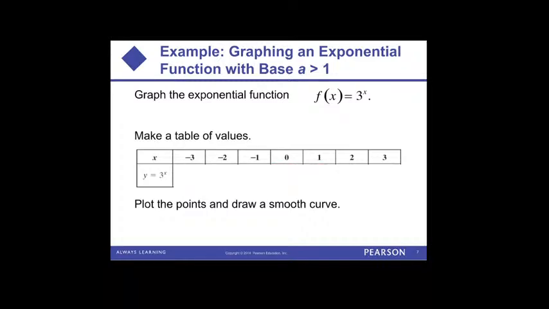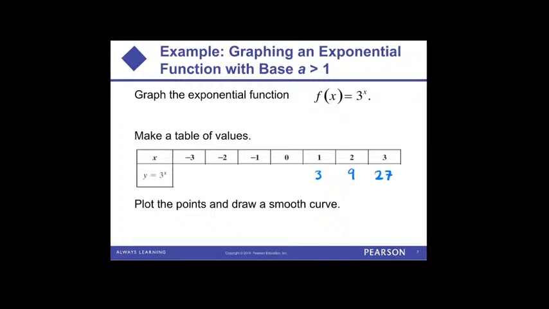So for instance, when x is 3, we're going to have 3 to the power of 3. So 3 times 3 times 3 is 27. So when x is 3, y is 27. Right? When x is 2, y is 9, because 3 squared is 9. When x is 1, y is 3. When x is 0, 3 to the power of 0, that's by definition 1.